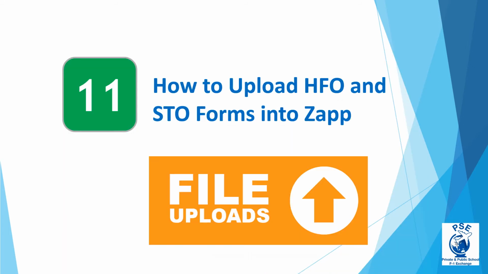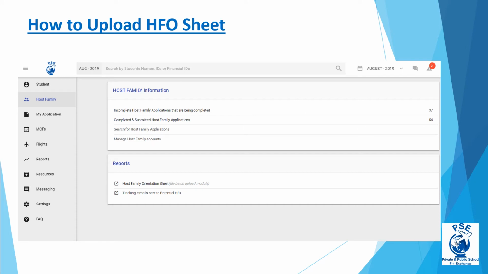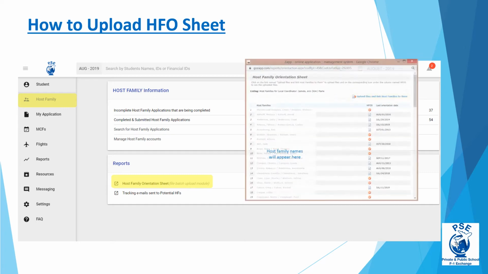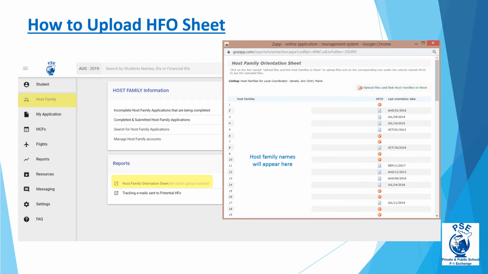11. How to upload host family and student orientation forms into Zapp. To upload your host family orientation sheets into the Zapp system, first click on the host family link. Then, under the Reports section, click on Host Family Orientation Sheet. A pop-up entitled Host Family Orientation Sheet will show. Click on the link entitled Upload Files and link host families to them.